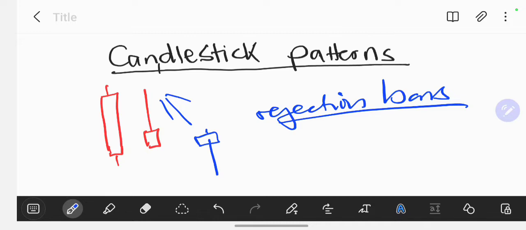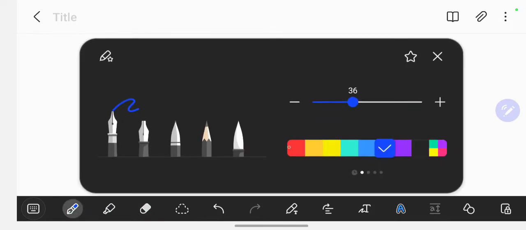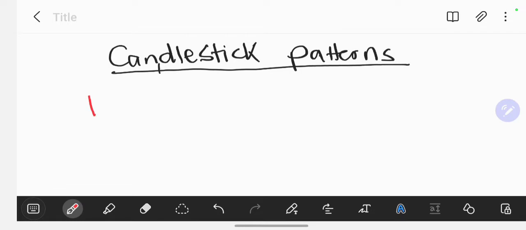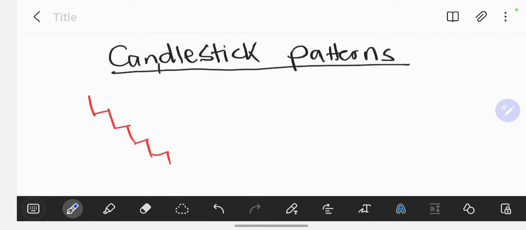But both of them are rejection bars, which could be signaling a change in a trend or a rejection from that point. Look at rejection in this way. Let's say we're going down. When you're going down, I said we're going to use the color red. So this is a trend to the downside.